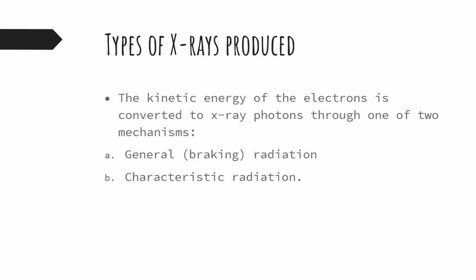So let's look at the types of X-rays produced. We have two types. We have the general radiation, or the bremsstrahlung radiation, and the characteristic radiation.